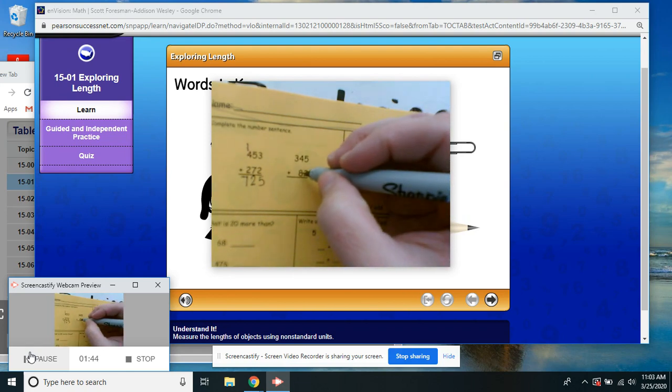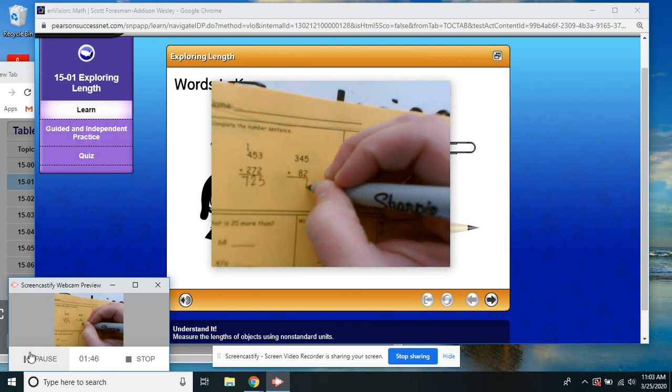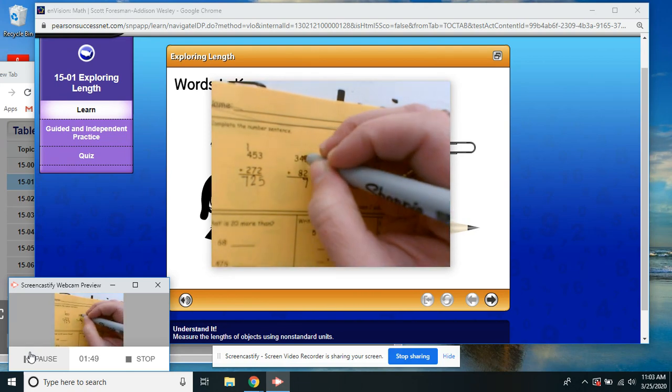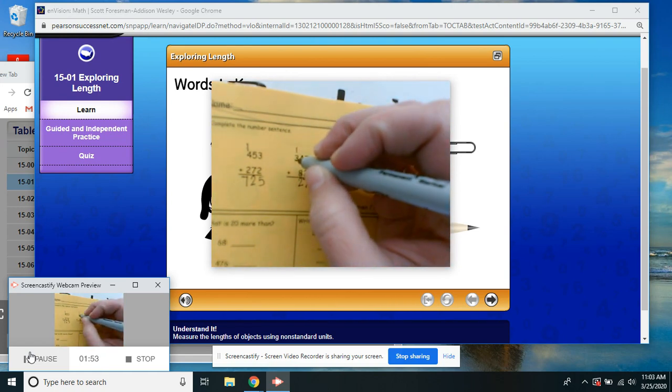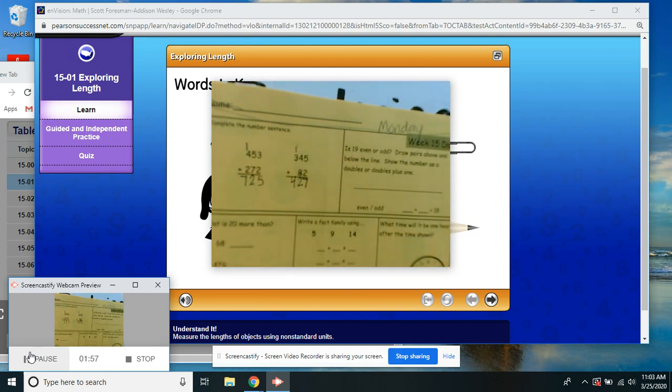345 plus 82. 5 plus 2 is 7. 8 plus 4 more is 12. Put down my 2, carry my 1. 3 plus 1 more is 4. My answer is 427.